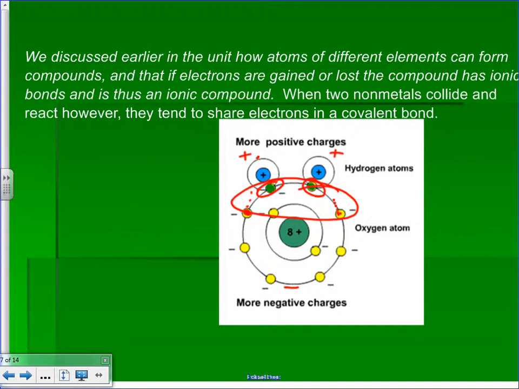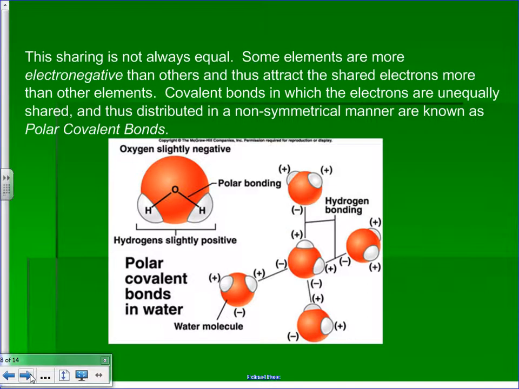So two nonmetals collide and react. They tend to share their electrons in a covalent bond. But that covalent bond doesn't mean the sharing is equal. So we talked about this electronegativity thing. Covalent bonds in which electrons are unequally shared are called polar covalent bonds. So yes, they're sharing, but the electrons spend more time at one end of the molecule than the other.